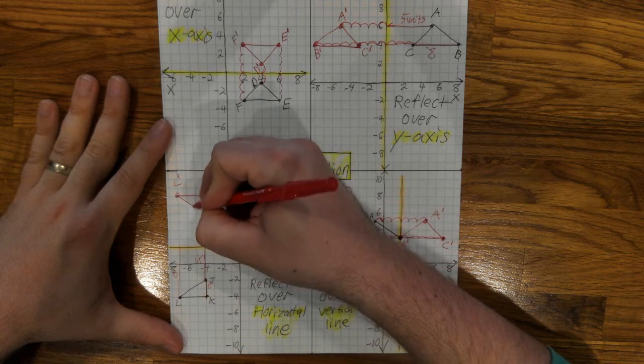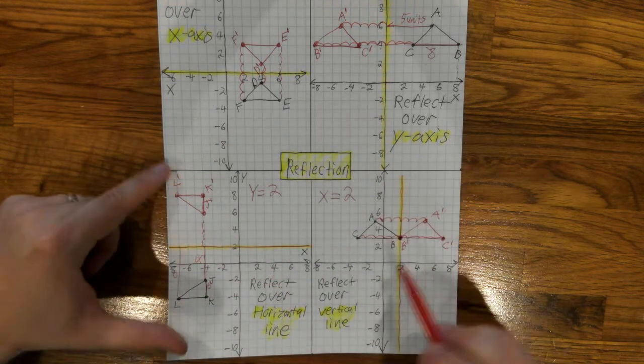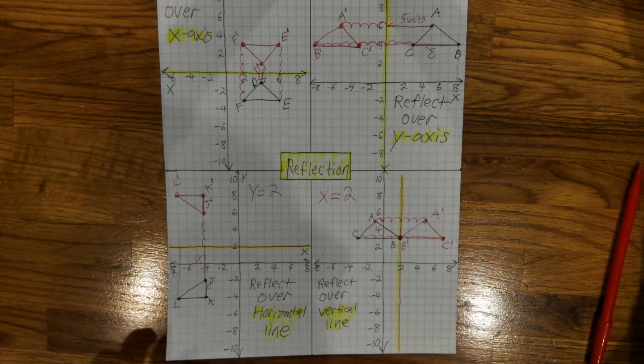And again, in all of these pictures, you can see how the triangle looks like it was flipped over that line of reflection here. That's how you do reflection.